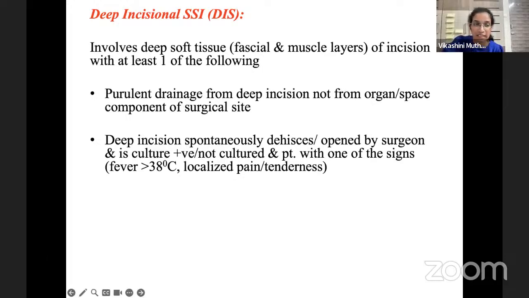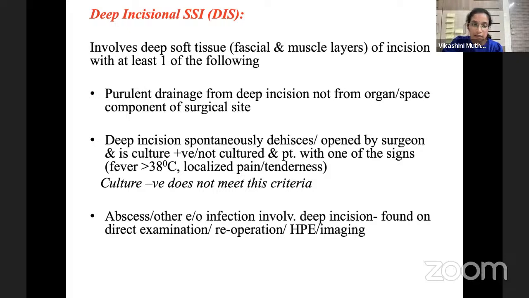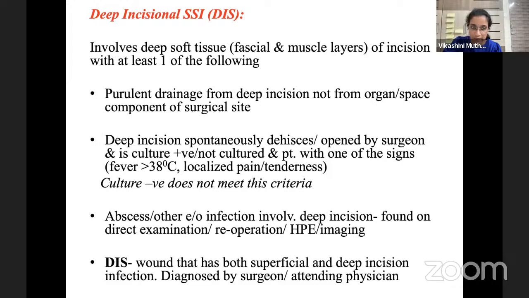With one of the signs, like either the patient should have a fever of more than 38 degrees Celsius, local pain, and tenderness. And the third criteria is that you can find either an abscess or any other evidence of infection that has involved the deep incision. That can be found either during the rounds by direct examination or during re-surgery, or it can be diagnosed with the help of any pathology or imaging. So that is the third criteria.